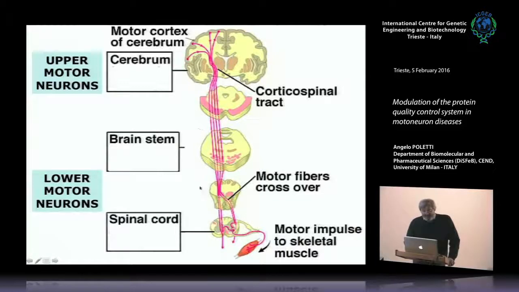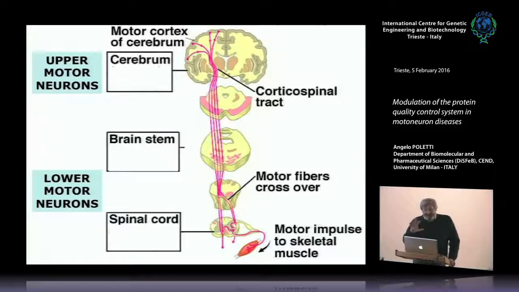And if you have lower motoneuron disorders, when you lose the lower motoneurons in the anterior horn of the spinal cord, you actually have flaccidity. But there is also a combination of motoneuron diseases in which upper and lower motoneurons are lost, like in the case of ALS. We must also say that not only motoneurons are affected, but even other neurons in the brain can be affected. There is a large spectrum of clinical signs in motoneuron disorders. In ALS, you may even have frontotemporal dementia with the same type of mutation.